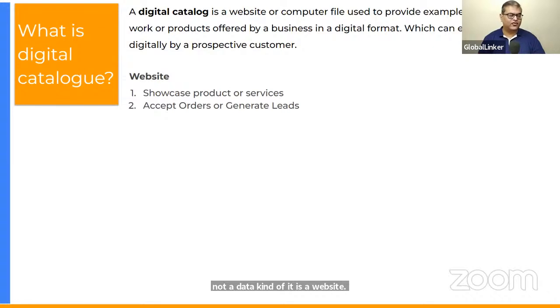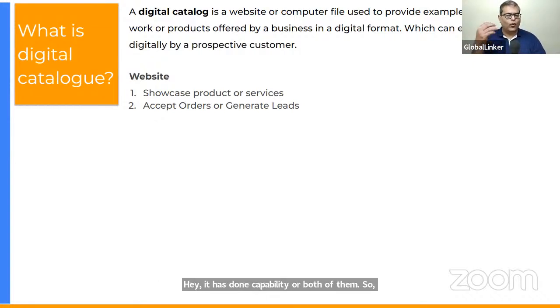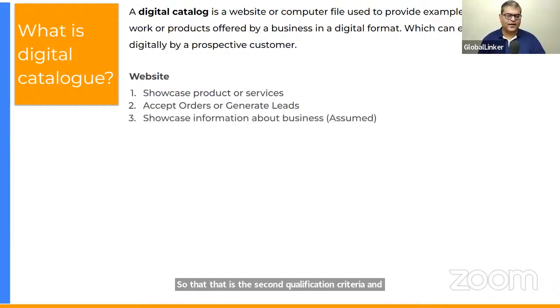The second qualification criterion is that it has the capability to receive orders or generate leads, either of the two, or both. So it can generate leads, or it can receive orders for that business. That is the second qualification criterion. And the third is that it showcases information about that business as well, right?